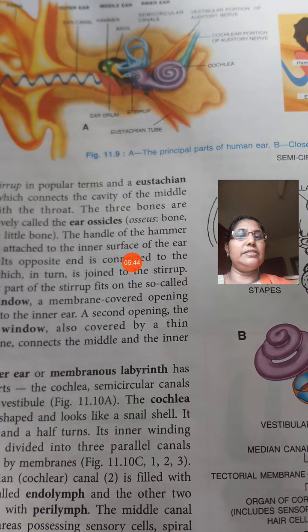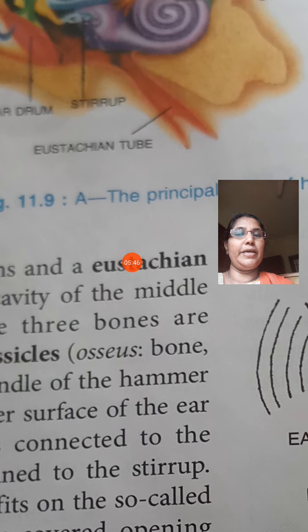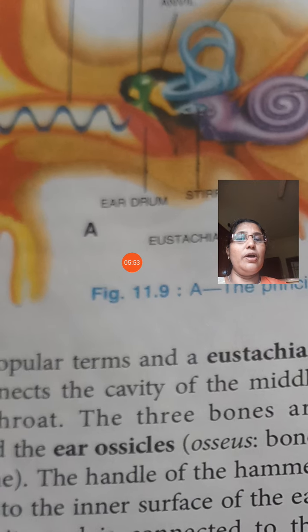Then you can see the Eustachian tube here. That is the tube that is connecting to the throat. Its function is to keep the air pressure equal on either side of the eardrum.